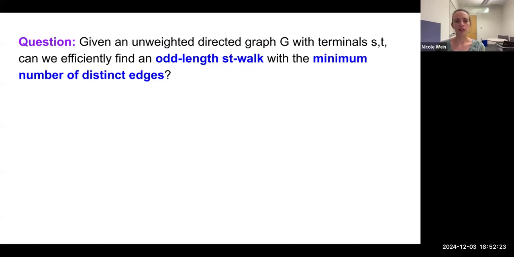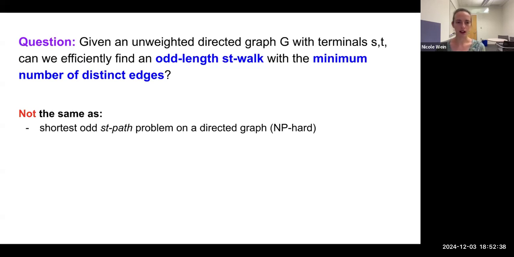It may look very similar to some classical problems, because problems that look similar to this about odd length walks and paths and cycles have been studied a lot. In particular, it's not the same as the shortest odd ST path problem. The reason being that an ST path has to be a simple path, whereas here we're considering ST walks, where we're allowed to repeat vertices and edges. The shortest odd ST path problem is well known to be NP hard by a simple reduction from the two disjoint paths problem in directed graphs.